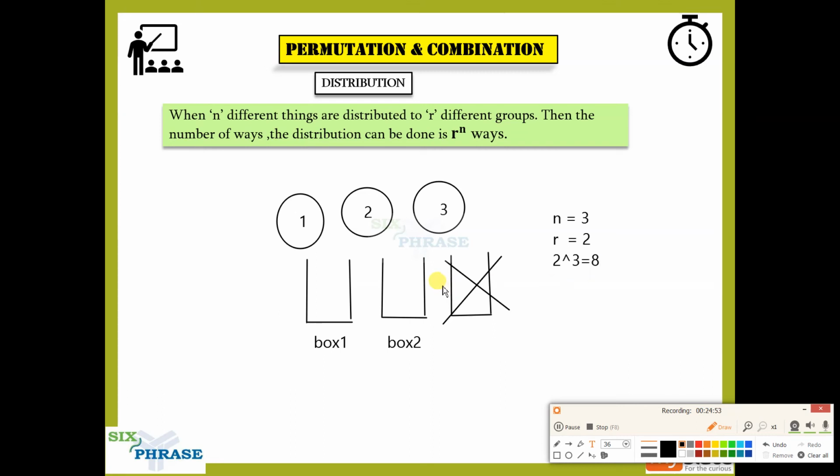So there is no doubt in it. Now how did we get it? This 1 can go to any one of these 2 places, right? So this can be distributed in 2 ways. Now this 2 also can be distributed in 2 ways, 3 also can be distributed in 2 ways, because there are 2 spaces. Now you will have to multiply everything, so you will get 2 into 2 into 2, which is 8.